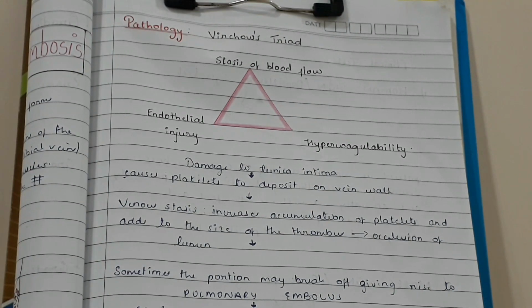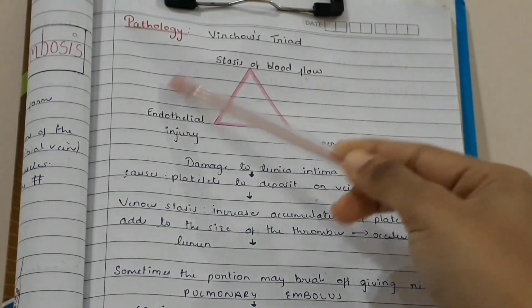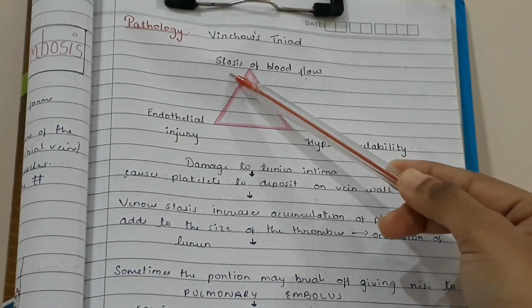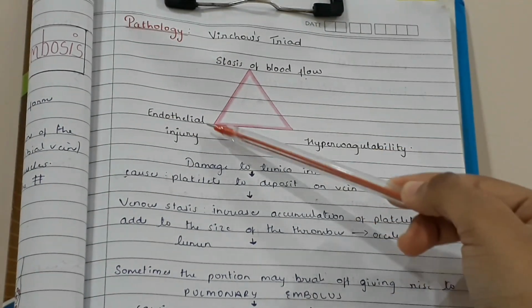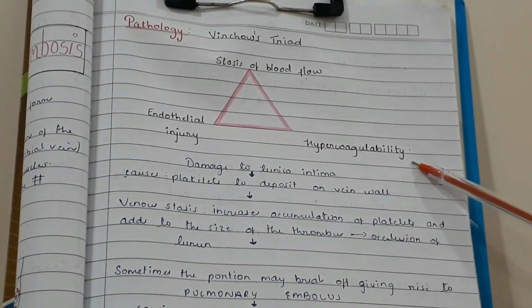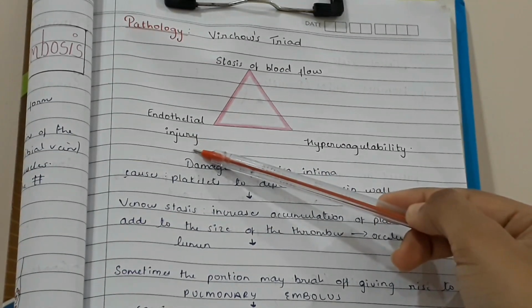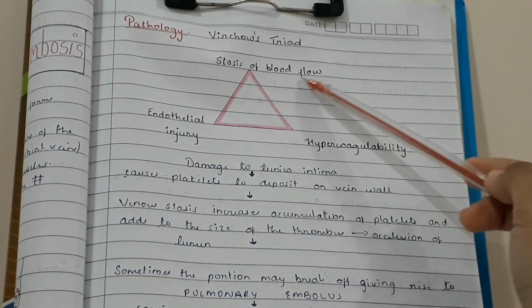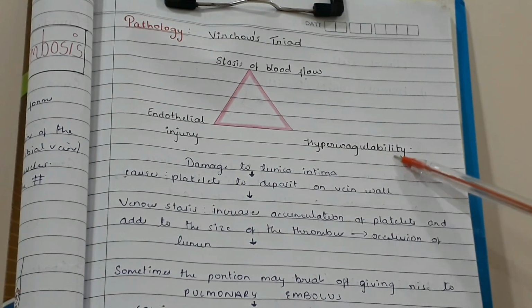Pathology of DVT or deep vein thrombosis. We have something called the Virchow's triad. The Virchow's triad comprises of these three things, that is stasis of blood flow. Stasis means blockage. So blockage or obstruction of the blood flow, endothelial injury and hypercoagulability. So you can remember it like this. Whenever there is a blood vessel injury, that is endothelial injury, there is stoppage of blood flow. Whenever there is stoppage of blood flow, it results in accumulation of blood, which is called hypercoagulability.